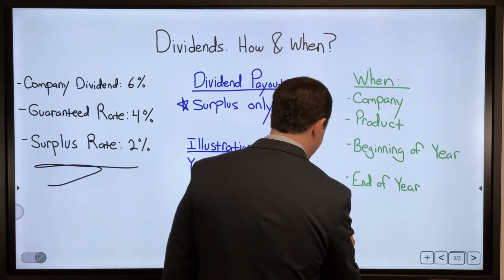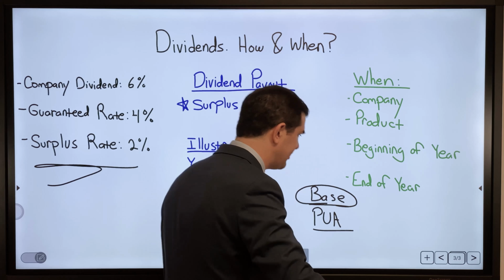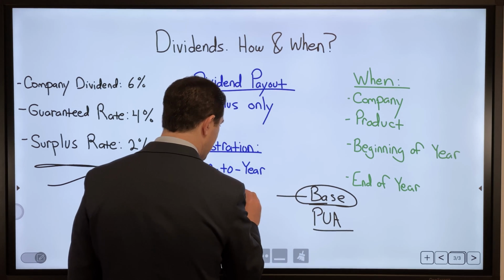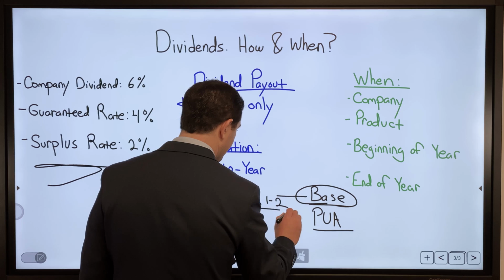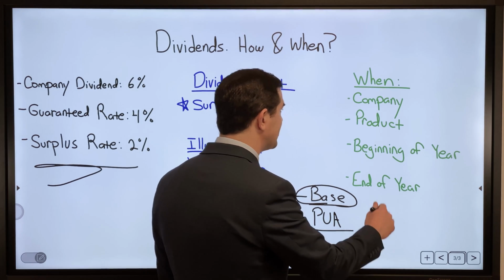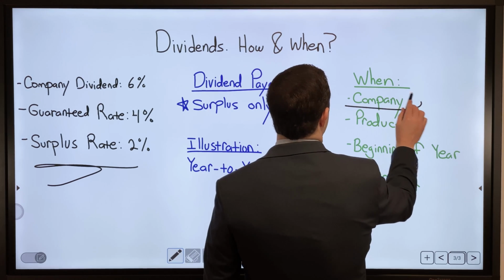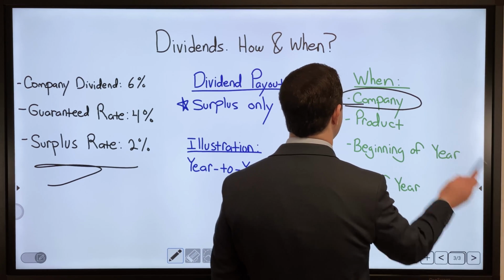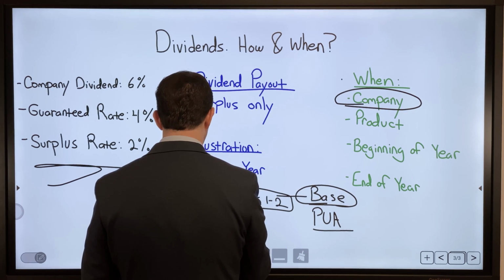Well, on base premium dollars, with most traditional life insurance policies, dividends are not paid, in most cases, in years 1 and 2. Beginning year 3, you start to see dividends accrue. That's with most traditional products. Now, when it comes to the company and why that would impact when we receive a dividend, let's break things down a little bit further.